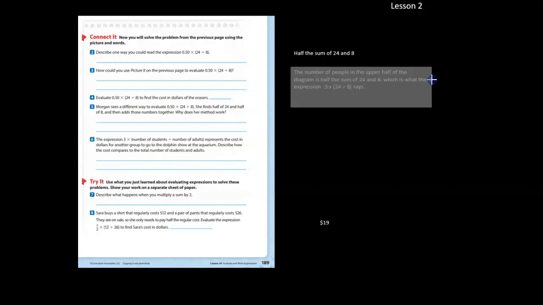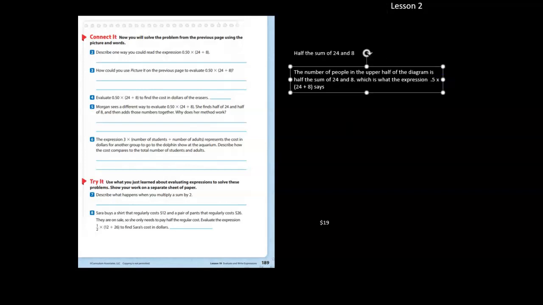I'm just going to extend this out so it's smaller. There we go. So then evaluate it. Evaluate it says, hey, give it an answer, and you should be able to write 16, or should have been able to have the answer 16 written down.